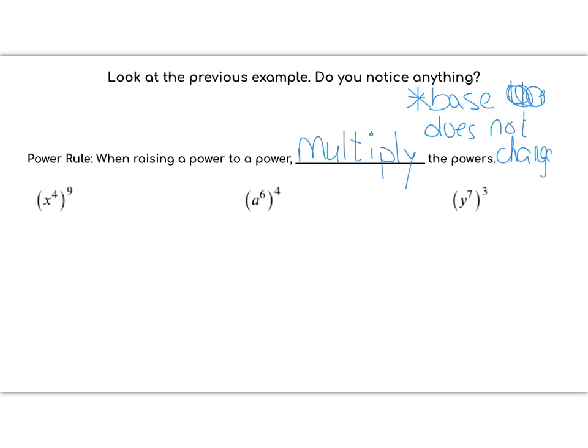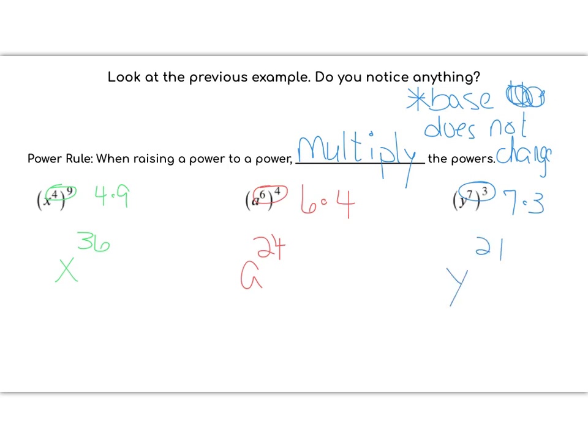Okay? So look, these numbers are bigger. We don't want to write this out every time. So when we see x to the 4th raised to the 9th power, we're going to take that 4 and the 9 and we're going to multiply them. 4 times 9, and we get x to the 36th. A to the 6th raised to the 4th, we're going to take that 6 times 4, we're going to multiply them, and we're going to get a to the 24th. And then y to the 7th raised to the 3rd, we're going to take the 7 and 3 and multiply them, and we get y to the 21st.